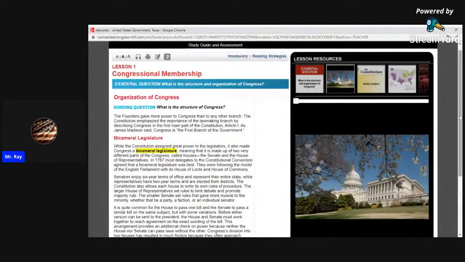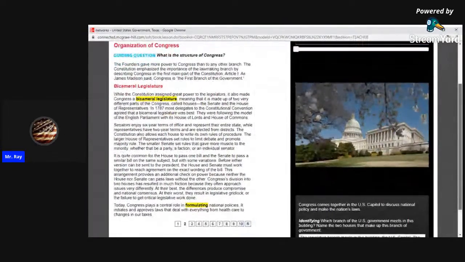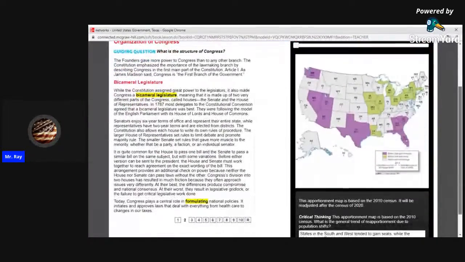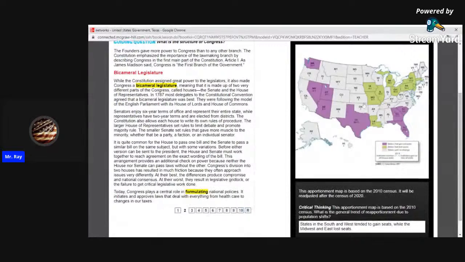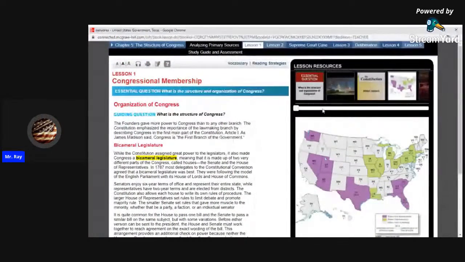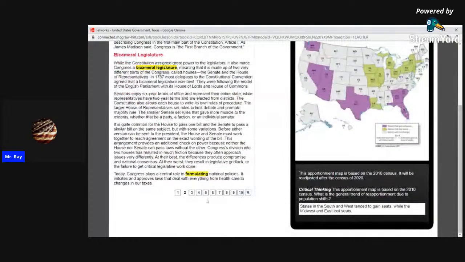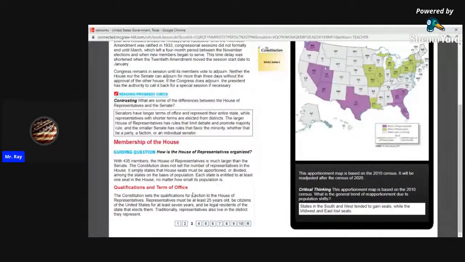And here you have some pictures of the US Capitol. And then you have the appointments here of all the representatives depending on state population. Okay, so it's a long process that plays into how it is that we get our representatives.